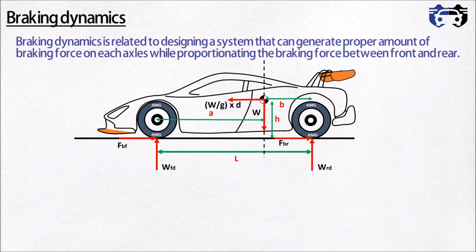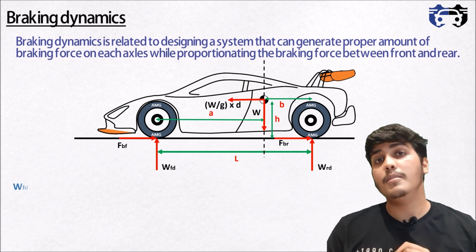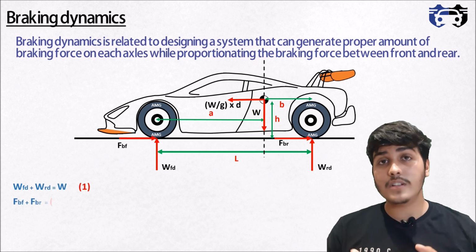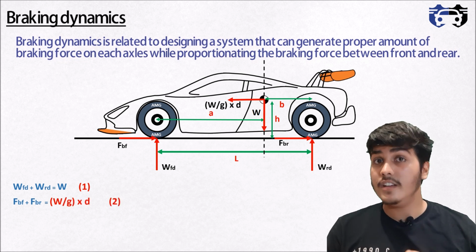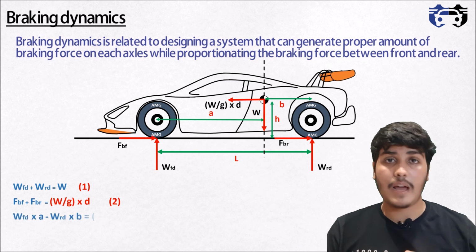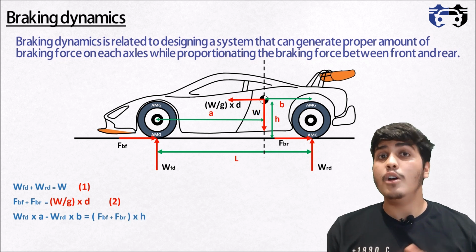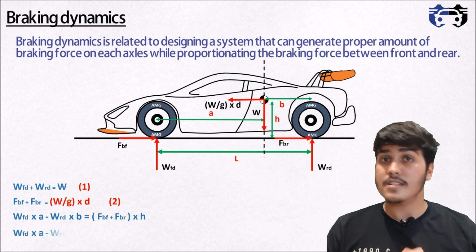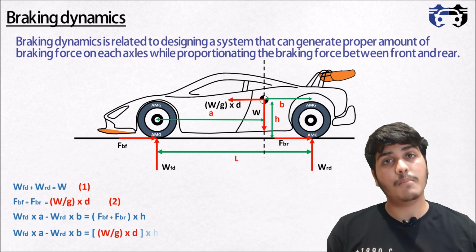Balancing all the forces along the vertical and horizontal directions, you get WFD plus WRD equals W, and FBF plus FBR equals W by G multiplied by D. On taking moment about the center of gravity, you get WFD multiplied by A minus WRD multiplied by B equals FBF plus FBR multiplied by H. From equation number 2, you can write WFD multiplied by A minus WRD multiplied by B equals W by G multiplied by D multiplied by H.